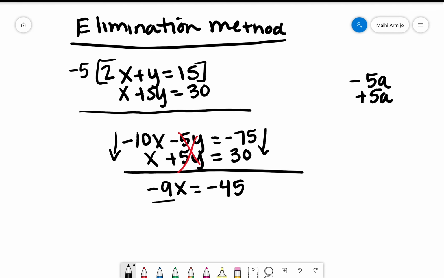It's a one-step equation, so I'm going to go ahead and divide both sides by -9. And the value of my x ends up being +5. So now that I know that my x is 5, I can choose whichever one of the two original equations and plug it in.